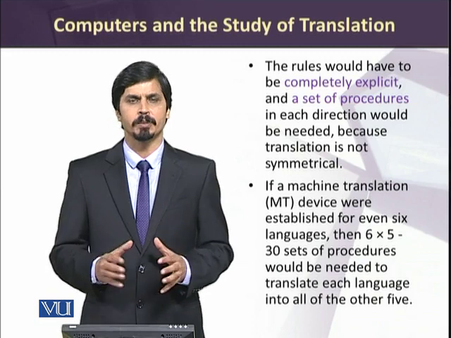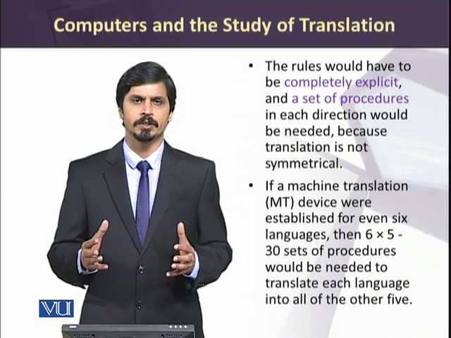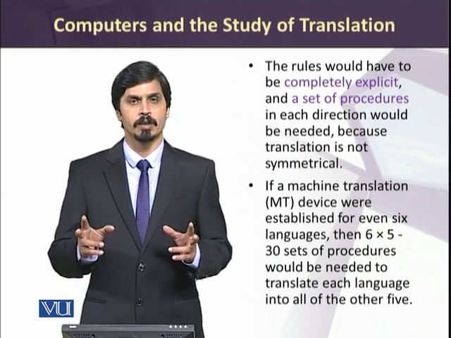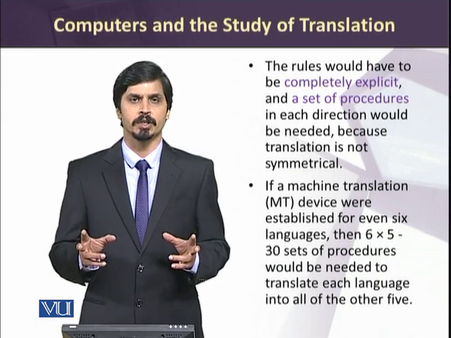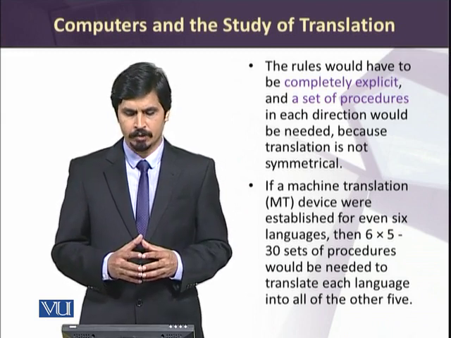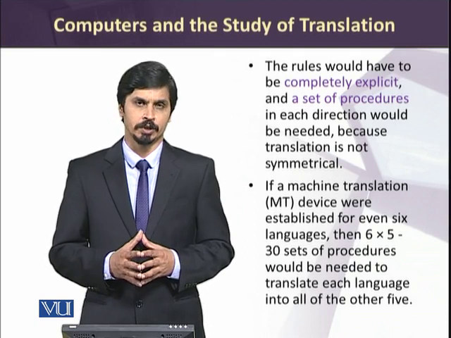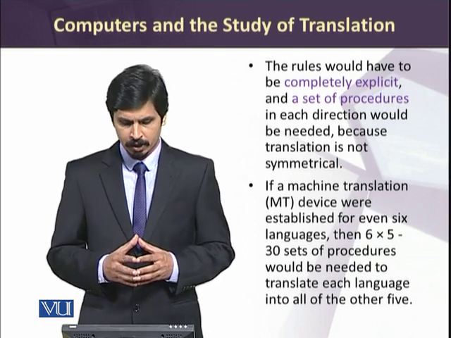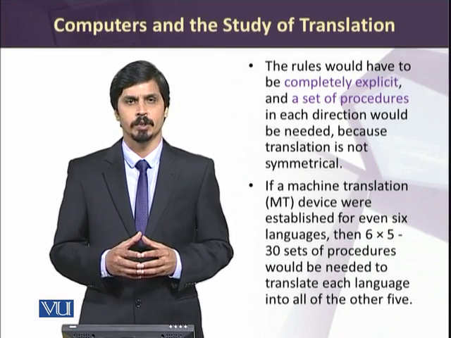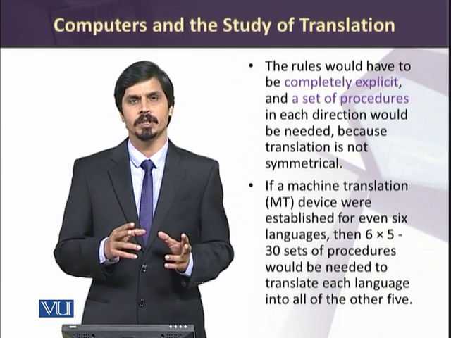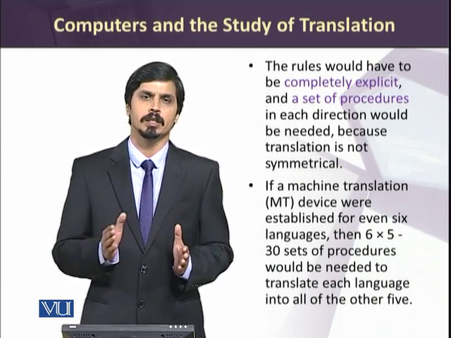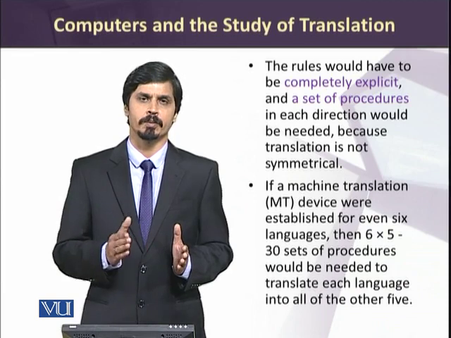For this purpose, if a machine translation has to be established, let's see what we need to do. We need to establish, even if we have to set machine translation for a small number, let's say 6 languages, we will have to set 30 sets of procedures to translate each language into all other 5 languages, because we have a separate procedure for the translation from A to B, and a separate procedure for the reverse translation from B to A.